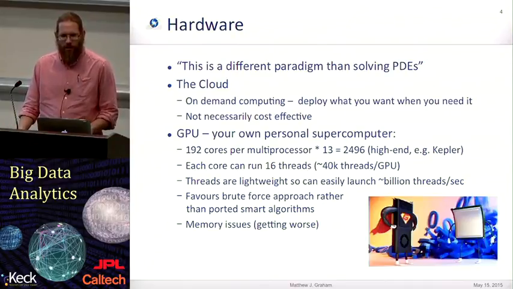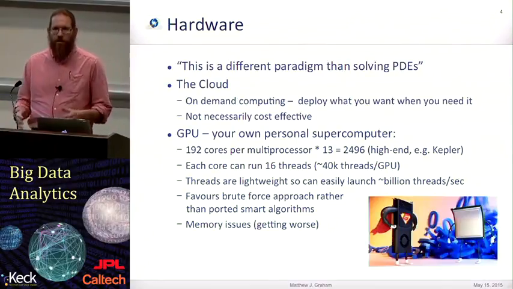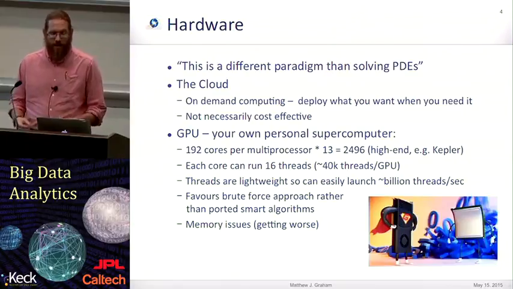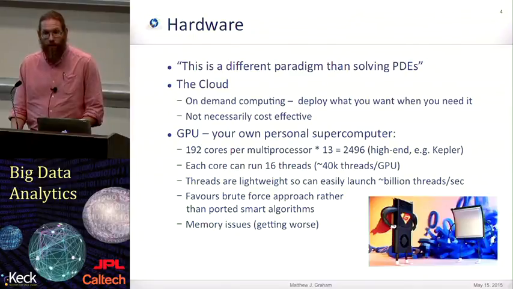You're just looking for something where you can throw a whole load of cores or CPUs at the sort of problems. Julian Bunn has already talked about the cloud and on-demand computing, where you can deploy what you want when you need it, and get access to the amount you want. This may not necessarily be cost effective, particularly for data transfer.